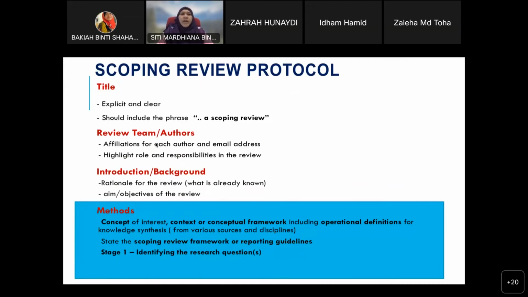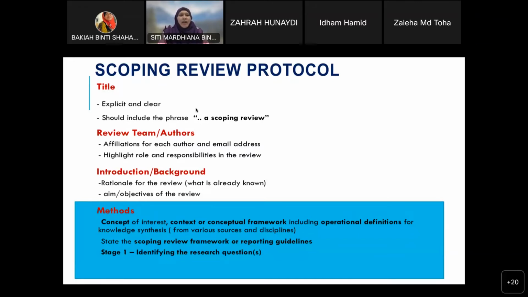So here you need to have the title, which must be explicit and clear, and the title should include the phrase a scoping review. Okay, it's a must. I'll give you an example. Since the breast cancer group organized this talk, I would give a title, for example, like this: the role of precision medicine in breast cancer management, a scoping review. Okay, as simple as that, clear, and you know what your topic of interest is.